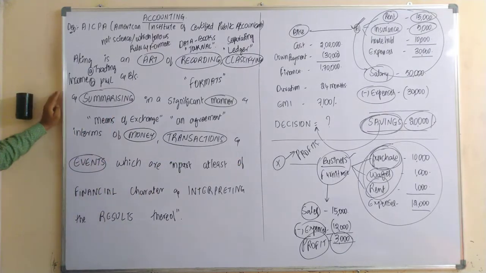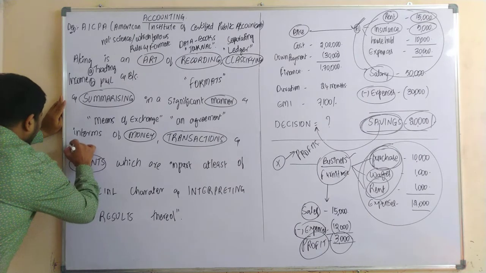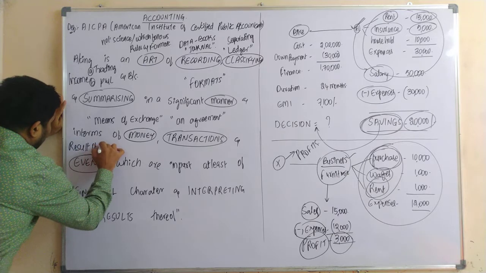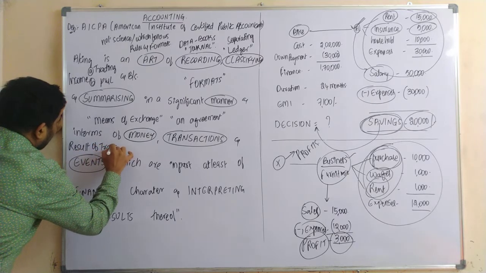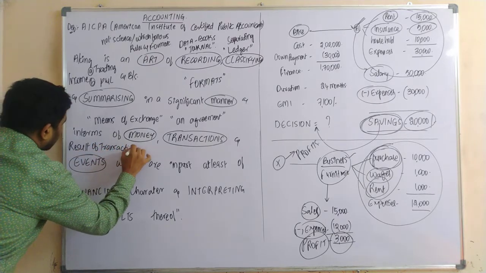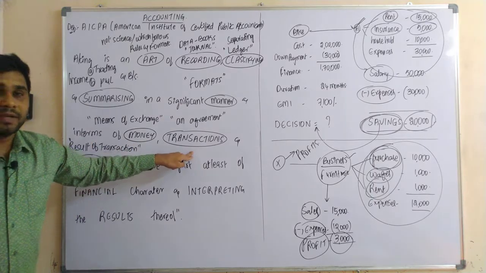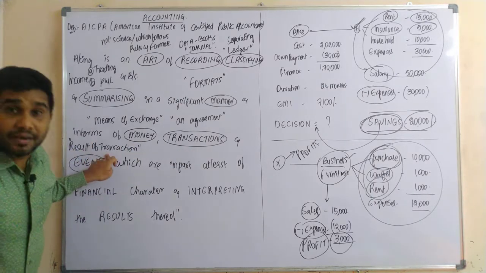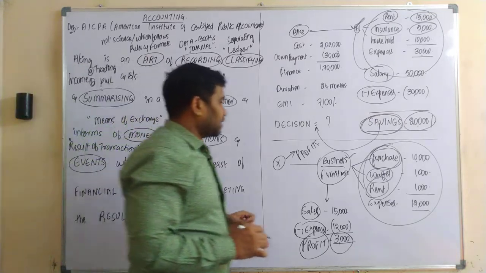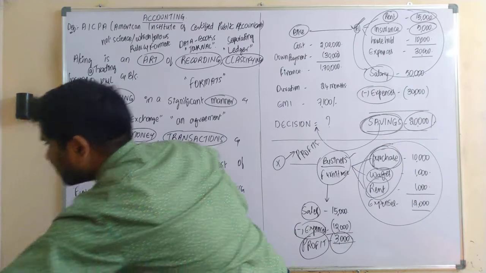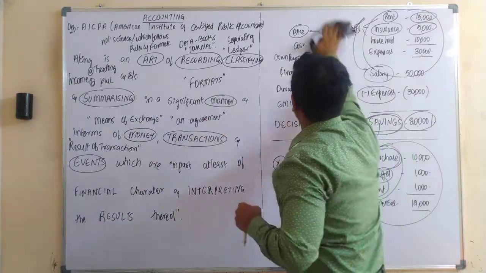And events. So what is the meaning of event? An event is nothing but the result of the transaction. The result of a transaction. That means the result of an agreement. Let's understand here what an event is.